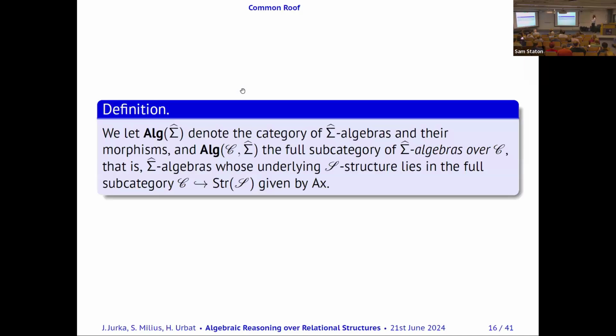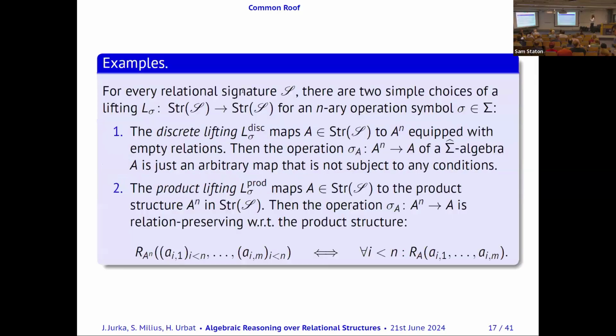So just notation, these are the algebras for a lifted signature. And if we add this C here, I remind you that C are these relational structures satisfying a fixed subset of axioms of infinitary Horn clauses. Then we mean sigma hat algebras over C, which means the ones that satisfy these axioms in the fixed set of axioms. So some examples of this, because it might seem a bit abstract.